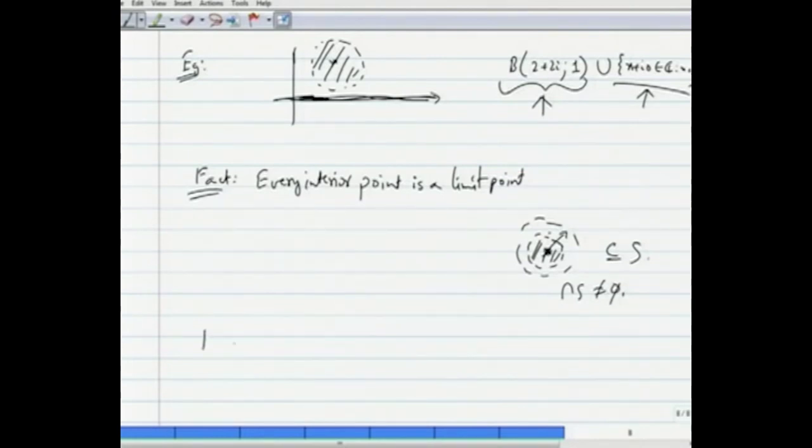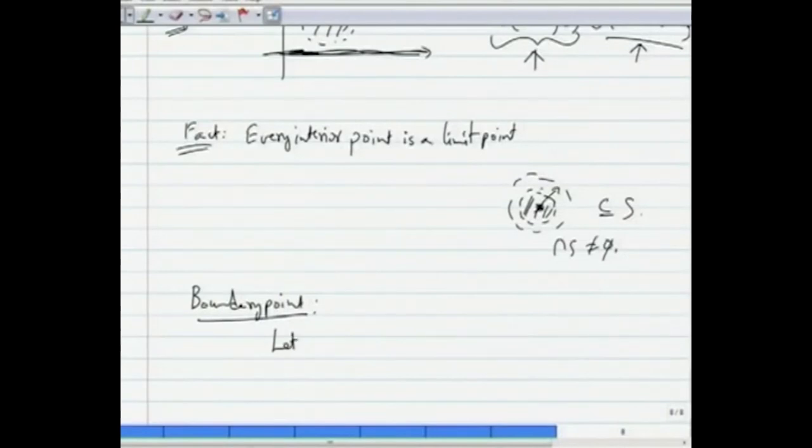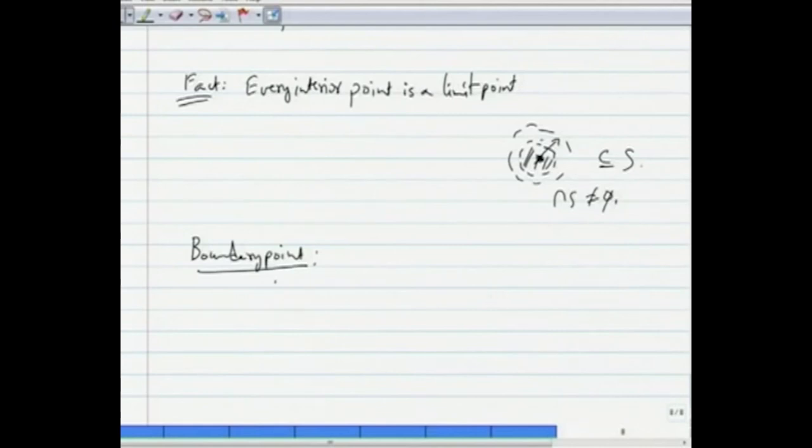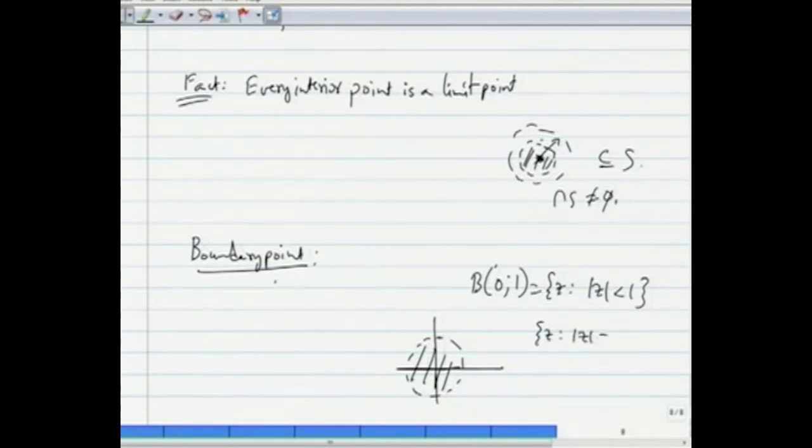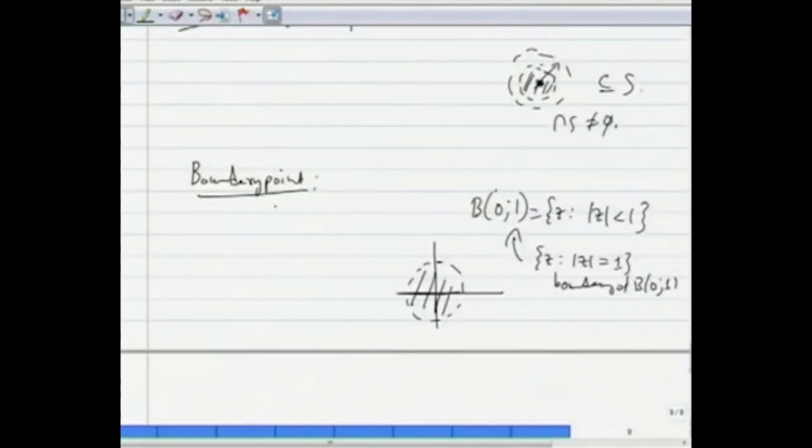Now, there is a notion of boundary and boundary points. First I will define a boundary point. So, there are interior points, and then there are points which we will call boundary points by the following notion. Roughly I'll give you the intuition. Suppose you consider B(0,1). You would want to call all the points on the unit circle in the complex plane the boundary of this. B(0,1) is the set of all z such that modulus of z is strictly less than 1. And so, you would want to call the set of all z such that modulus of z equals 1 the boundary of B(0,1). There could be more complicated scenarios.